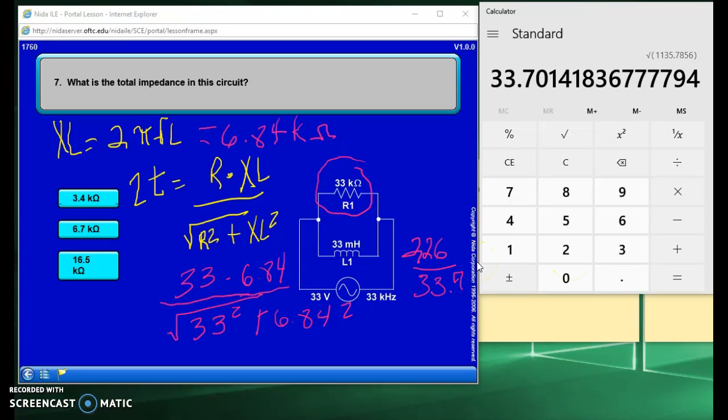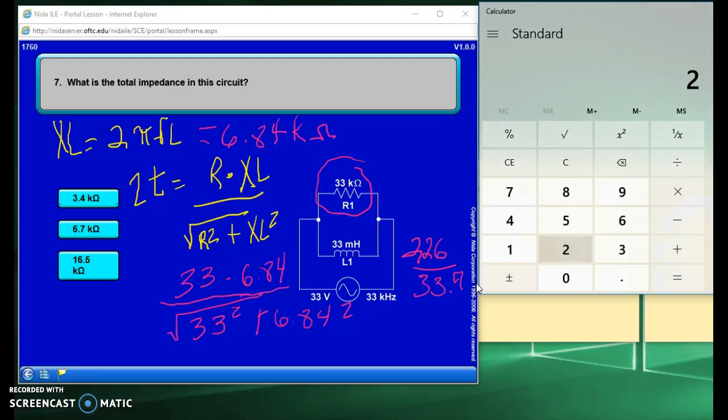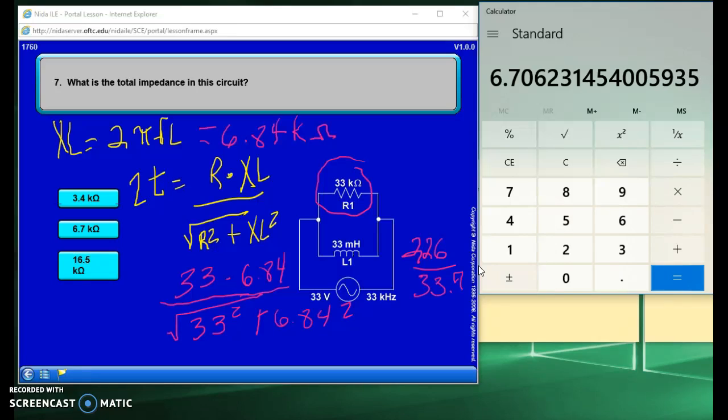I came up with 33 times 6.84 is 226. The square of 33 plus the square of 6.84 added together, and taking the square root is 33.7. So we're going to say 226, which is what these numbers are over here, divided by 33.7, and this will be in ohms, comes up with 6.7, and this is in K because we began all with K. Remember that, K and K. So our answer is 6.7, and that's about all for this video.